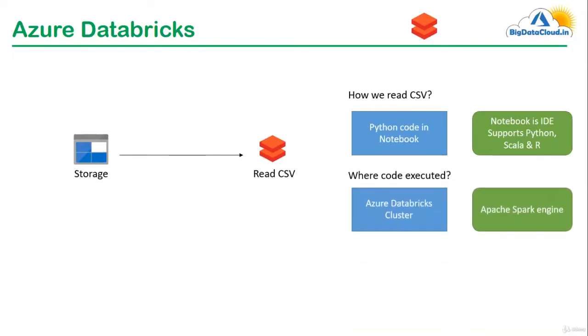So when we execute the code, where does it get executed? It executes on the Azure Databricks cluster. So cluster is nothing but a machine. I'm going to explain that as well. So the code gets submitted to the Azure Databricks cluster. Cluster is nothing but an Apache Spark engine. So Azure Databricks has customized that Spark engine. It has added libraries. It has added more functionalities. It has added integration with Azure services.